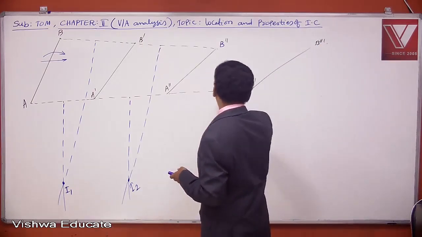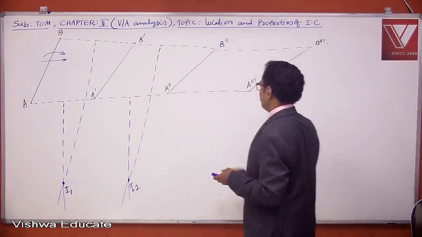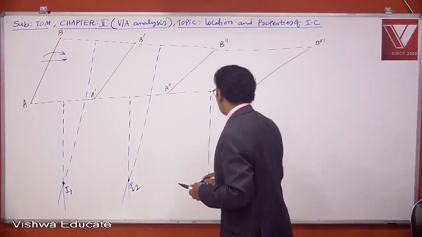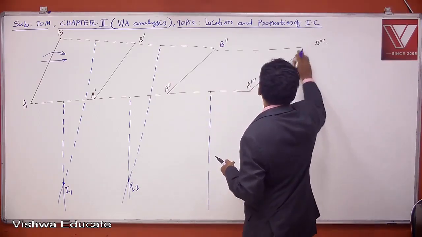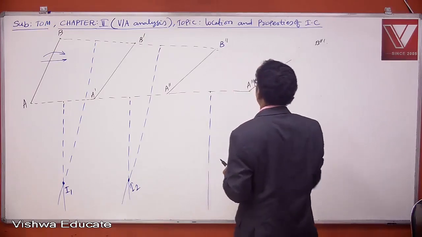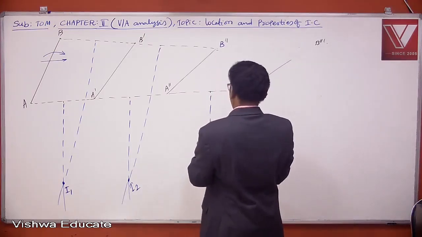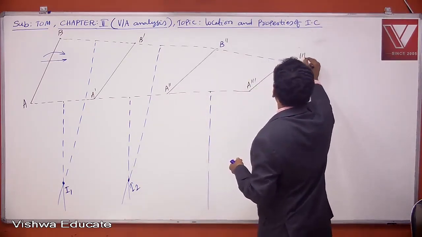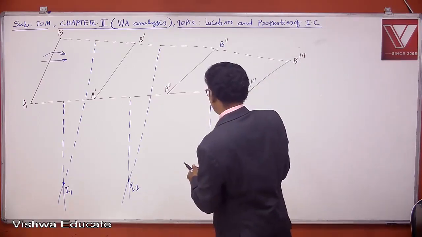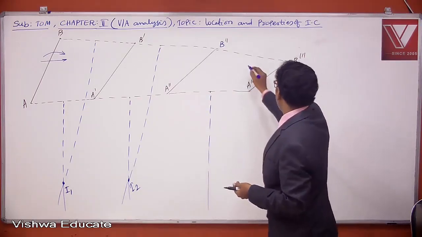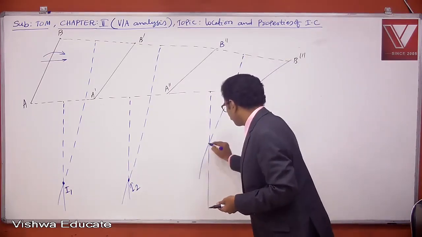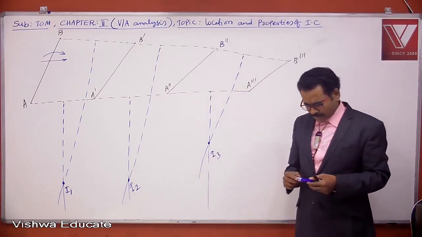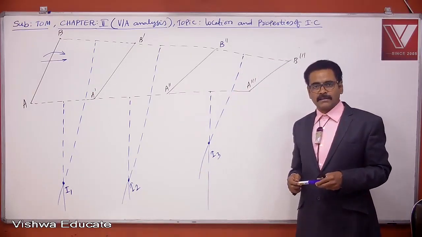Again, you may join A double dash, A triple dash, B double dash, B triple dash. Then again, you may draw perpendicular bisectors to A double dash, A triple dash and B double dash, B triple dash. Again, I may get some point like this. I may call this point as I3. Like this, we can locate a number of intersection points, right?